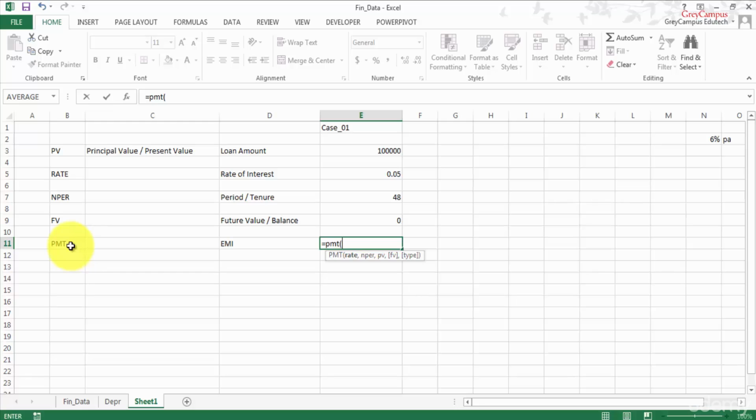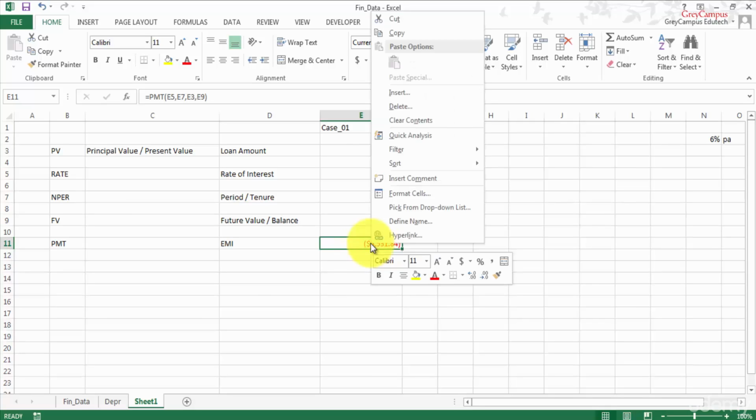PMT takes 4 parameters mainly. Even if you don't give the 4th and 5th parameter, it is absolutely fine. We don't require the type. We are saying the rate first. This is the rate and period, and then loan amount or the present value and future value. The moment you put all these things, you simply press enter and you see that some amount has come. This amount is coming in dollars, which is the default calculation that our financial point of view gives us.